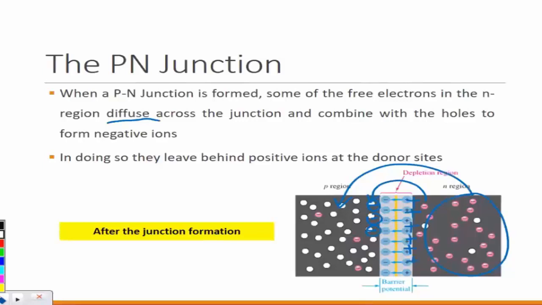you will be creating a positively charged region right here, and you're creating a negatively charged region. What that charge does is it separates the barrier. It makes the barrier wider.